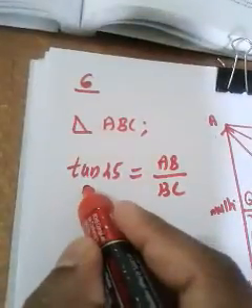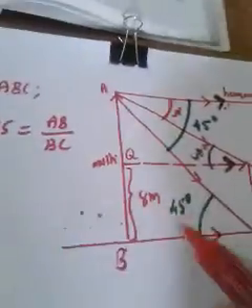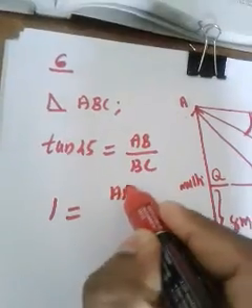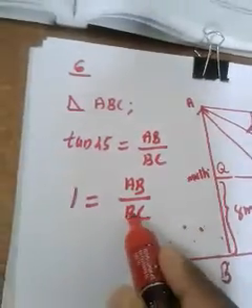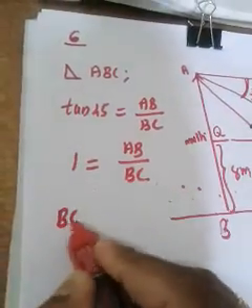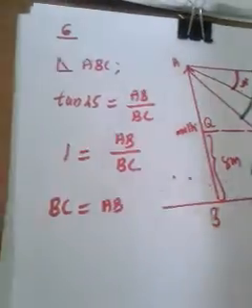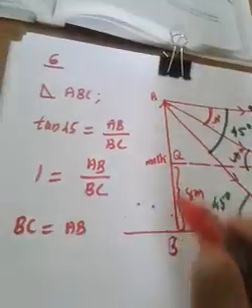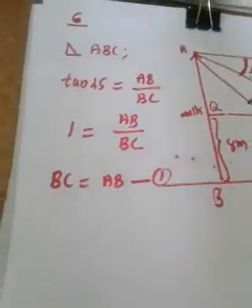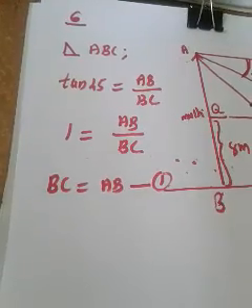So what is the value of tan 45? 1. And what is AB? AB we don't know. What is BC? BC also we don't know. Very good. So let it be AB by BC. When you take this BC to the left side, it becomes 1 into BC. That is nothing but BC is equal to AB. So we got BC and AB are equal. Let it be the first equation.